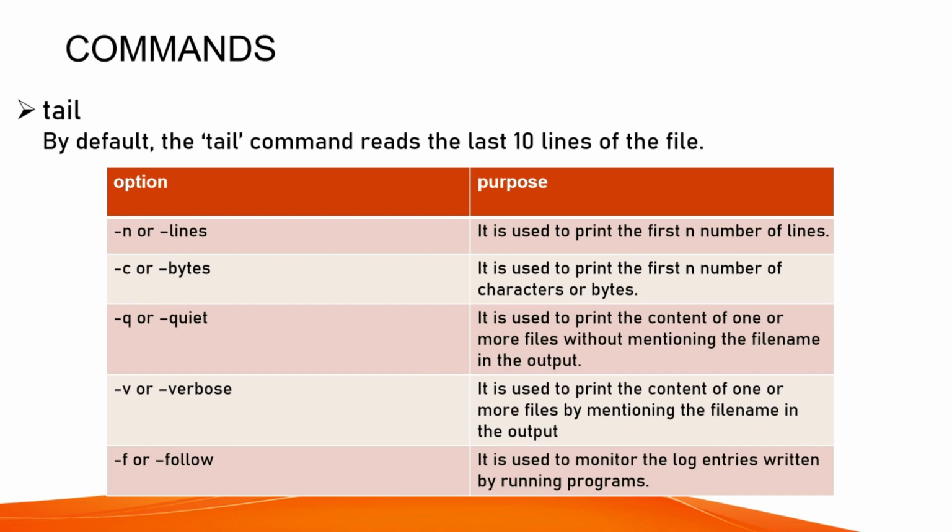Moving to our next command, the tail command. As the name suggests, it reads the last 10 lines of a file, and it has all the same options or parameters which we went through in the previous slide for head. One more option in tail is -f, or follow, and it is used to monitor the log entries written by running commands. We will go through this in our demo session, don't worry.